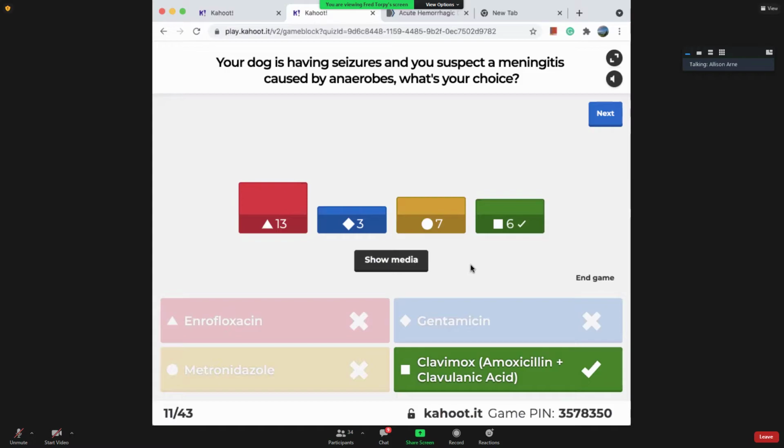Is the gentamicin like neurotoxic? Like that would be another good reason not to use it. Oh, that's a really good point. So definitely not something we worry about, neurotoxicity. With gentamicin, does anybody want to say why that would be a bad choice in this case? It's an aminoglycoside.